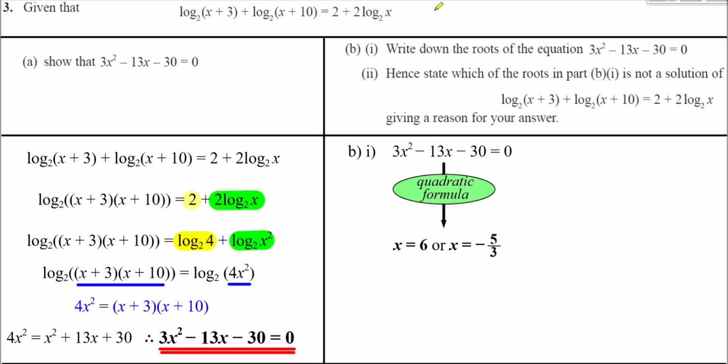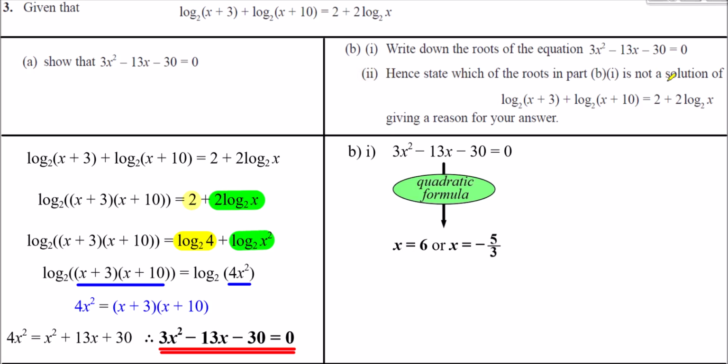You need to be slightly careful here. The force of habit might just tell you to underline the x equals 6, reject that because you can't take a negative, you can't do log of a negative value, so underline that and move on. But actually this question twists it slightly. Here you need to say which one is not the answer.